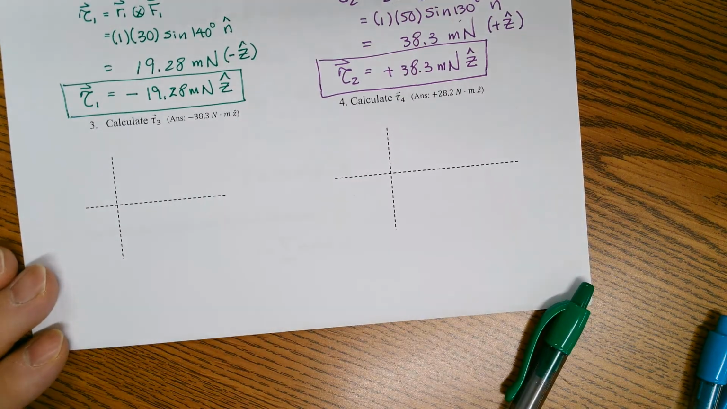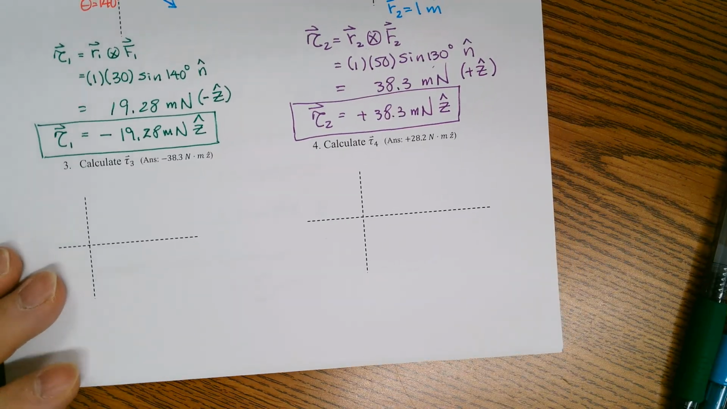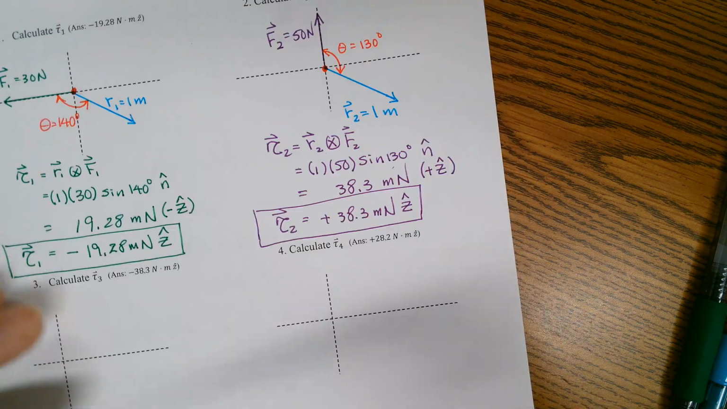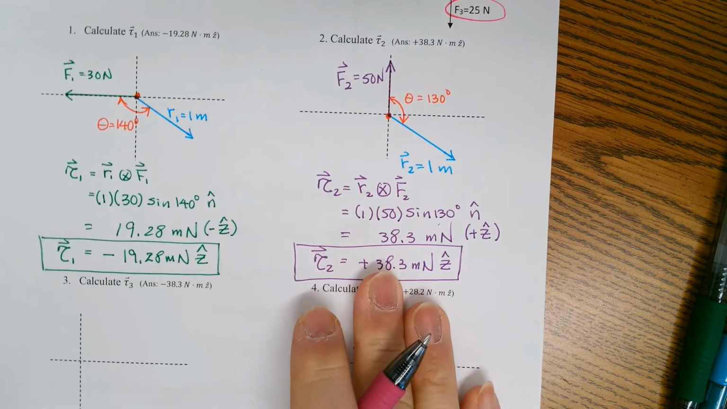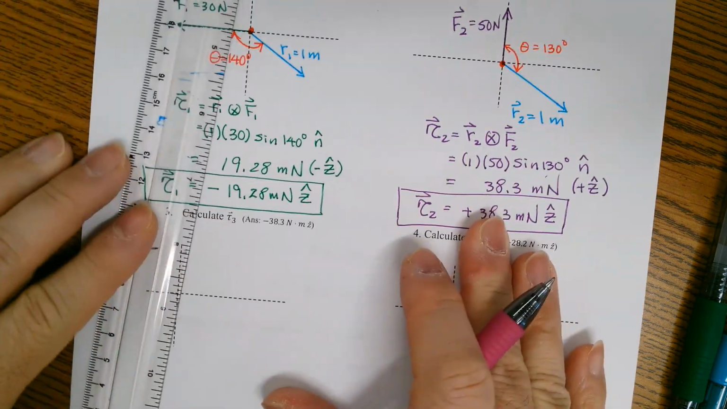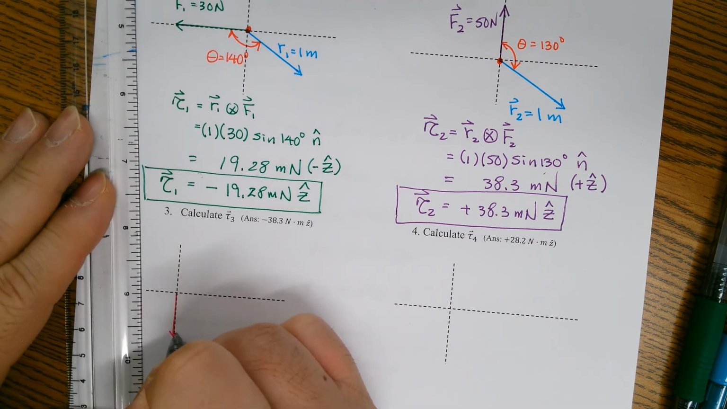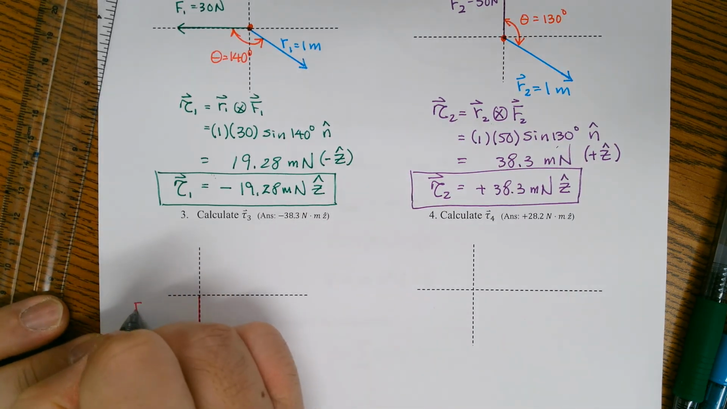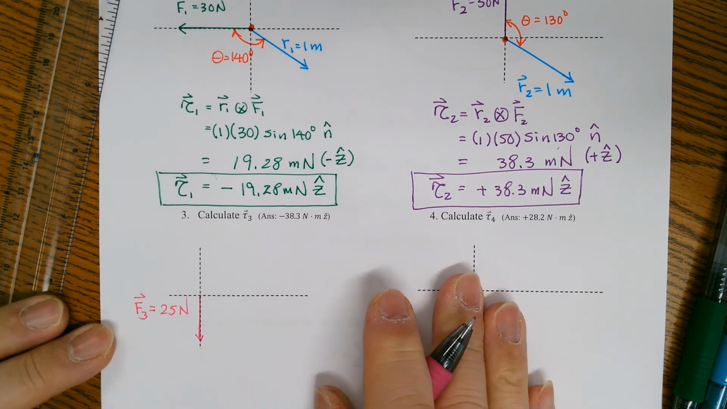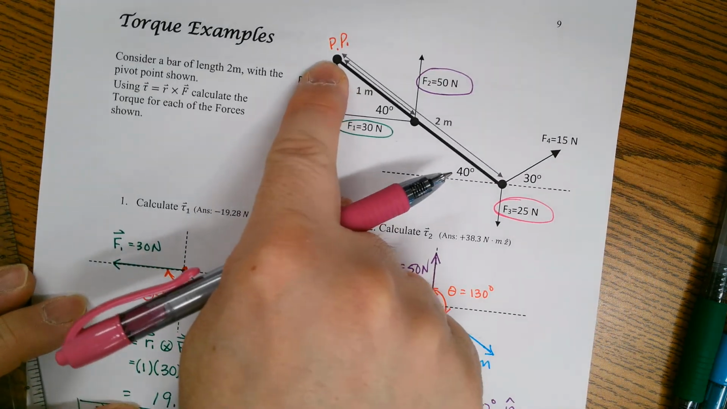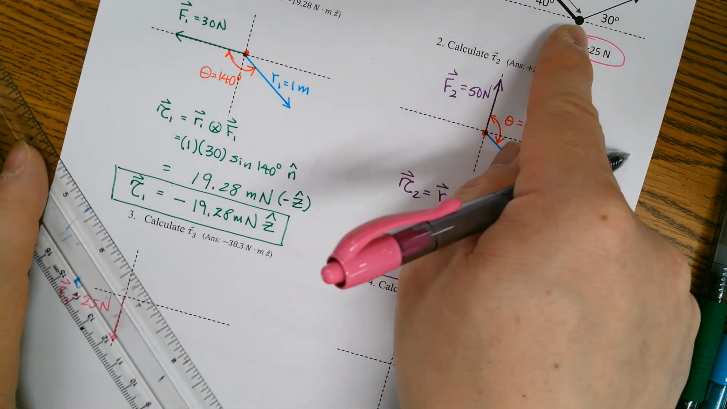Similarly, if you were to do torque 3, my F3 is 25 newtons in the negative y direction. So here is my F3, which is 25 newtons, and my R3 is from here all the way to here, and that's 2 meters long.